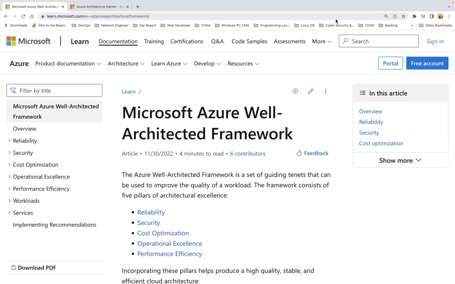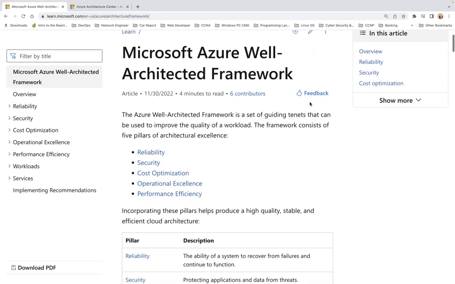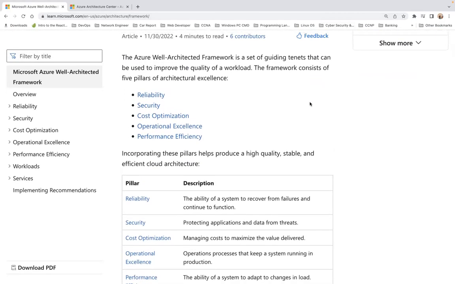So in this lesson, we're going to talk about what it takes to be a solution architect. Especially in the Microsoft Azure platform, they provide the Microsoft Azure Well-Architected Framework. The Azure Well-Architected Framework is a set of guidance tenets that can be used to improve the quality of a workload.